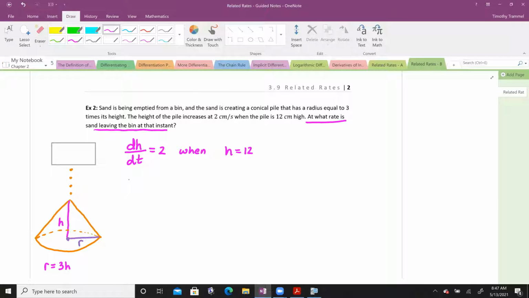What concept is that? Are we thinking about, like, area, volume? What would this be? Velocity? What do y'all think? What are we describing here? At what rate is sand leaving the bin?